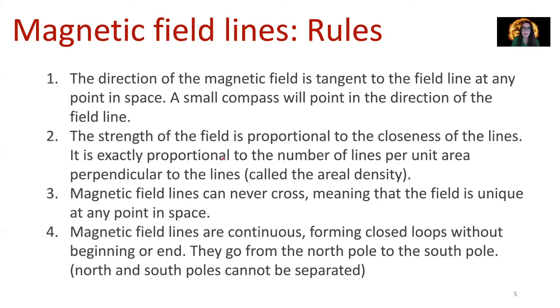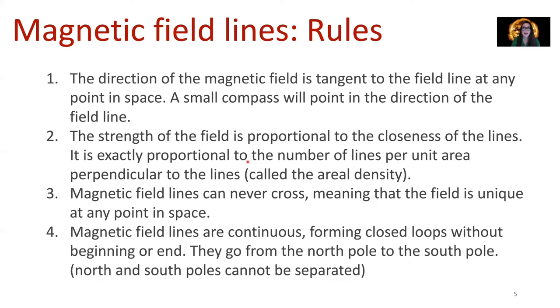The strength of the magnetic field is proportional to the closeness of those field lines, kind of like our electric fields. And it is exactly proportional to the number of lines per unit area perpendicular to those field lines. The magnetic field lines can never cross, just like our electric field lines.